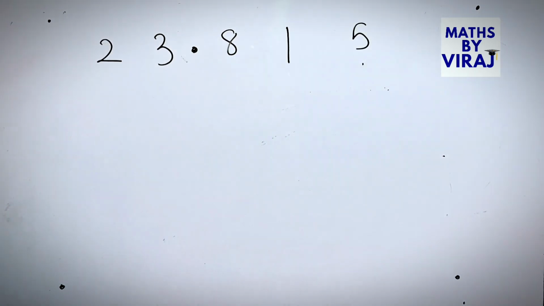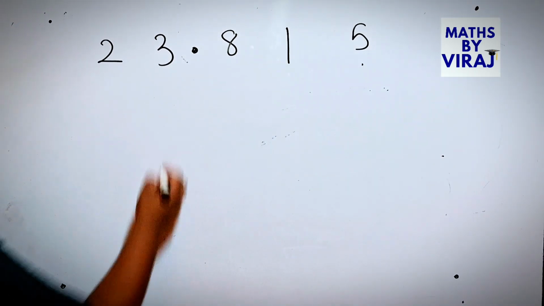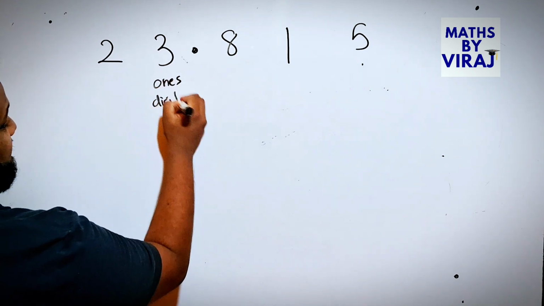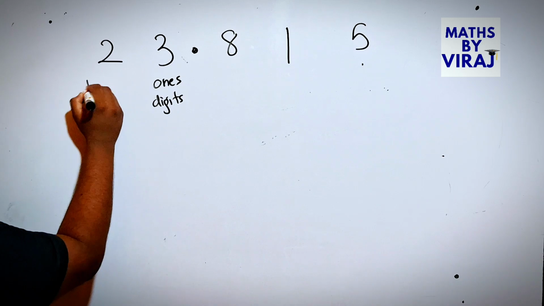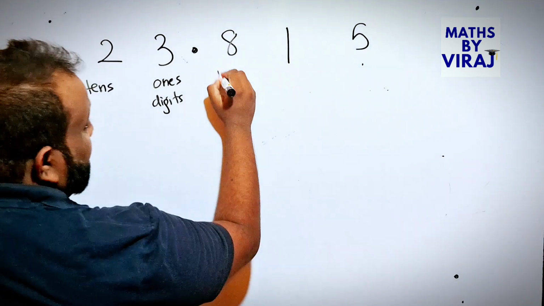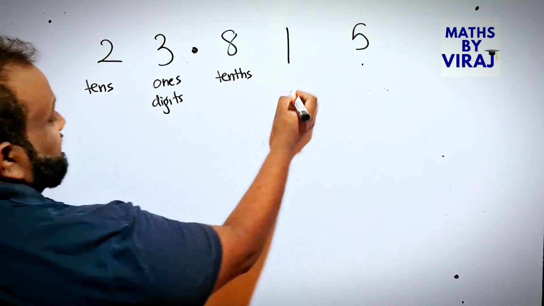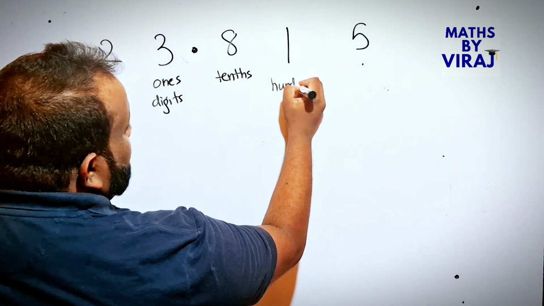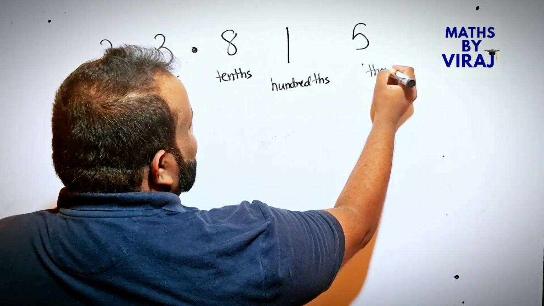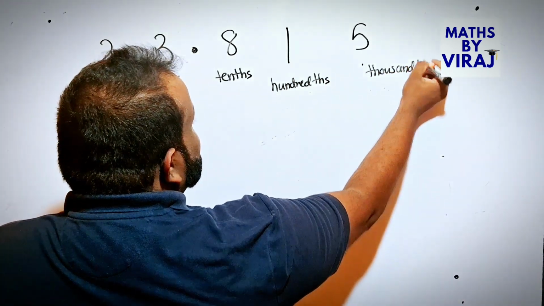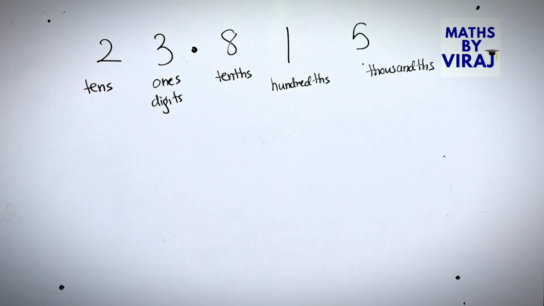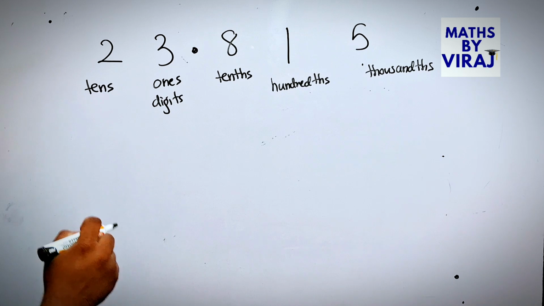23.815. Now if you look at this, usually this is known as the ones place, or in some textbooks digits place, doesn't matter. This is tens place. What is this known as? The tenths place, hundredths place, and this is known as what? Thousandths place. Right? So these are easy stuff. You already know them, right? Fine.